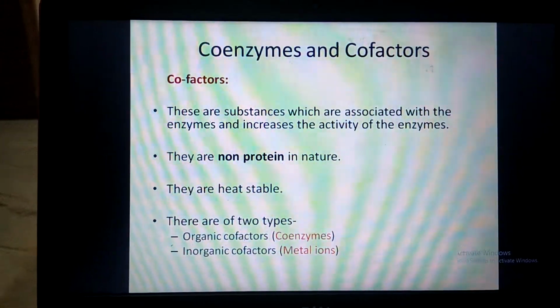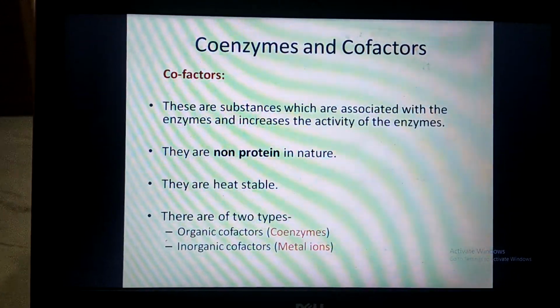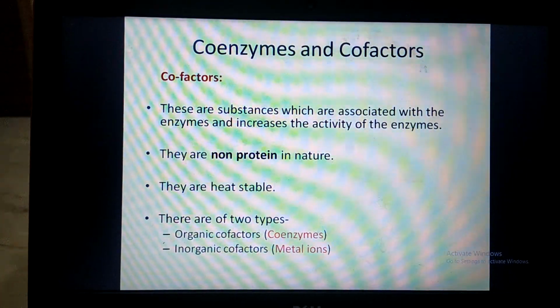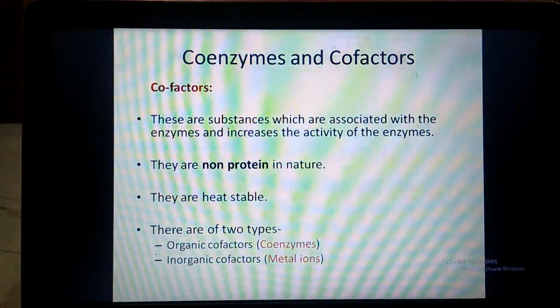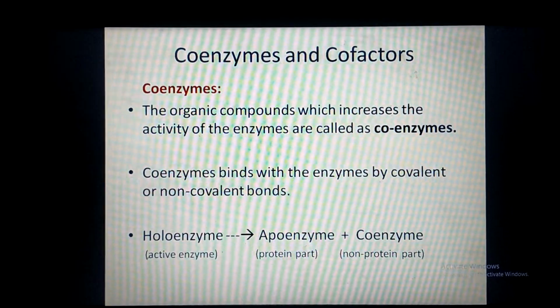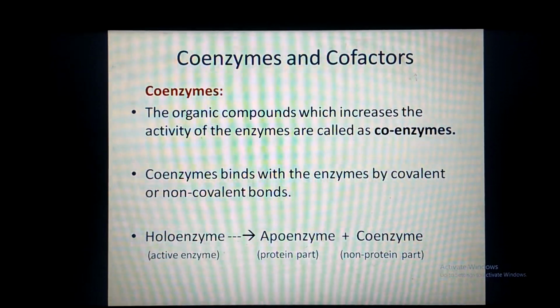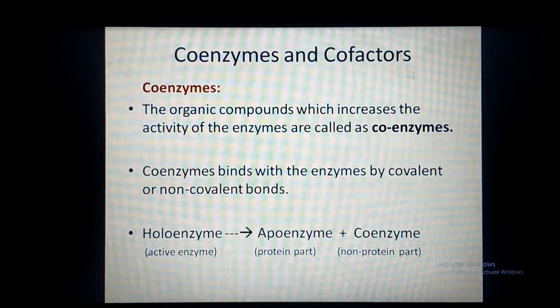There are two types of cofactors, organic cofactors and inorganic cofactors. Organic cofactors are also called coenzymes, whereas inorganic cofactors are generally metal ions. First, we will see about the coenzymes. Coenzymes are nothing but organic cofactors.